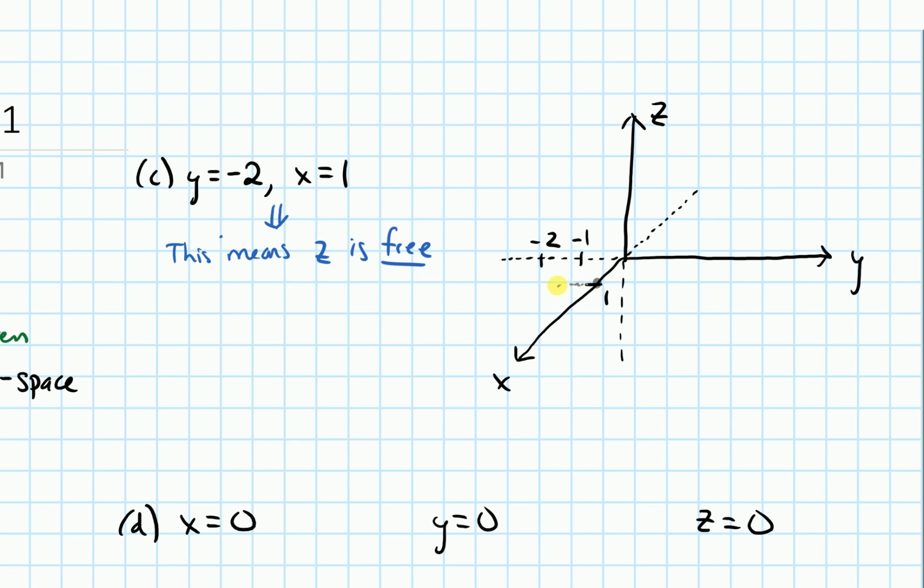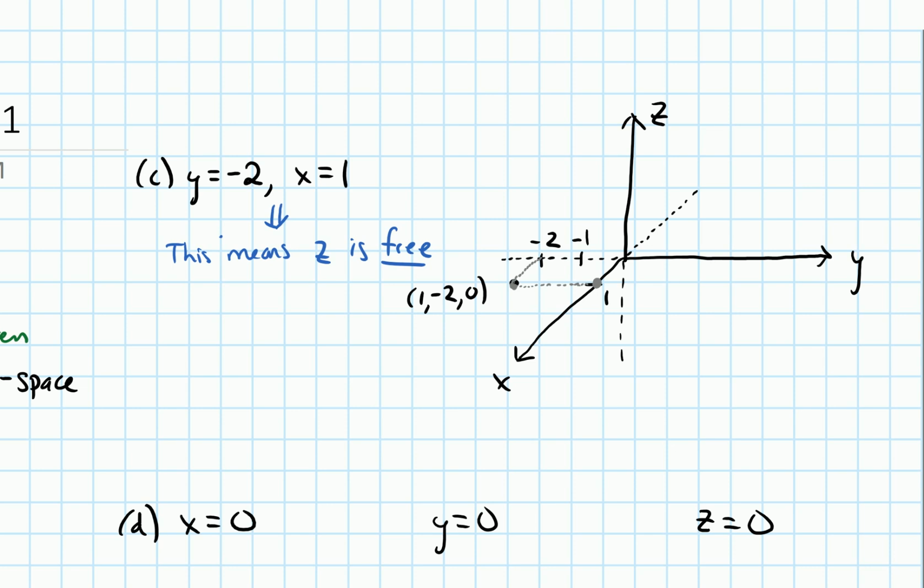equals 1 here on the x-axis, parallel to the y-axis. And then starting at -2 on the y-axis, I'm going to draw a line that's parallel to the x-axis. Okay, and then where they intersect, that is the point. The x-coordinate's 1, the y-coordinate is -2, and z is 0.